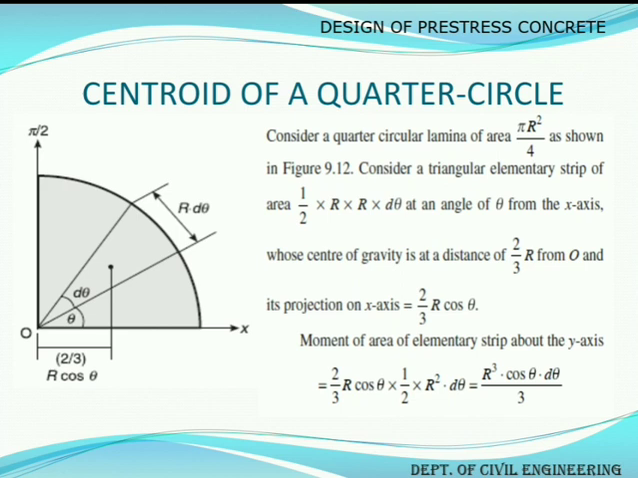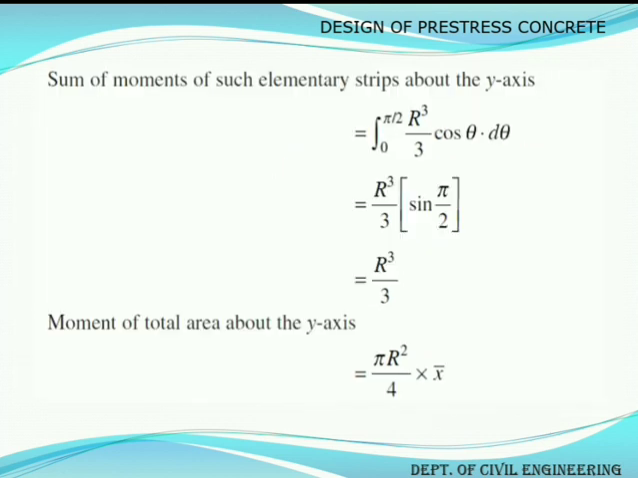So next step, again the horizontal projection of that will be the same, 2 by 3 r cos theta. Horizontal projection will always be 2/3 r cos theta. So cos theta gives the horizontal projection in any and every case. So next, finding the moment of the elementary strip about the y-axis, it goes exactly the same, need not worry.